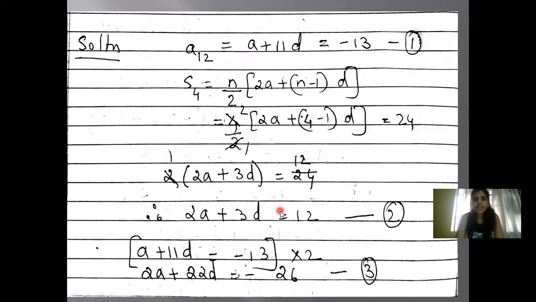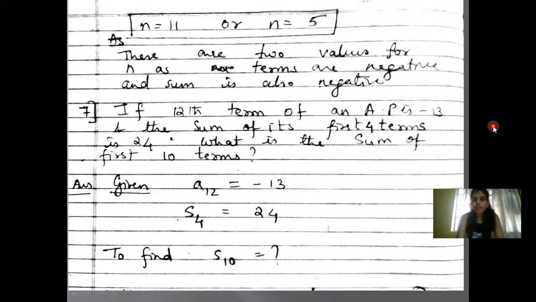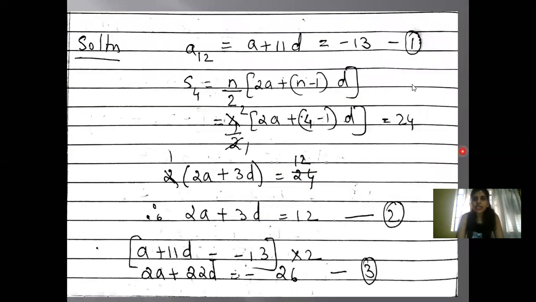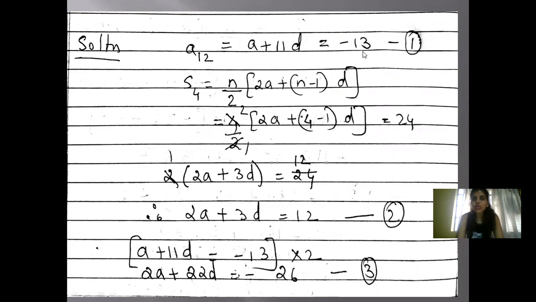So here in the next slide, we have to find S10. We have written a12 and S4. Now in the next slide, you will see that first we write a12 is equal to a plus 11d is equal to minus 13. So a plus 11d is equal to minus 13 gives us one equation, that is equation 1. S4 is equal to n upon 2 bracket 2a plus (n minus 1) d. Now why are you using this formula again? The L value is not known to you, and the a and d values are also not known to you.